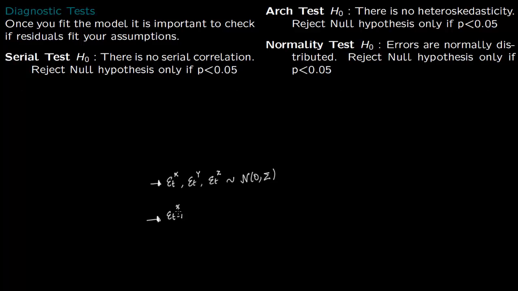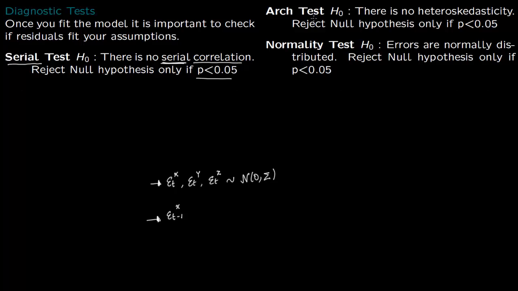So this is the fundamental assumption, that between t minus 1 and time t there is no correlation, and obviously at time t between different variables there is correlation. So there is no serial correlation. Serial means in the series of time there is no correlation. So this is what the serial test will do. So you reject the null hypothesis if this serial test gives you a p-value of less than 0.05.